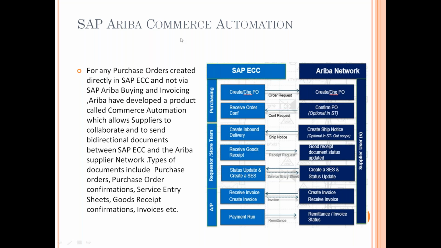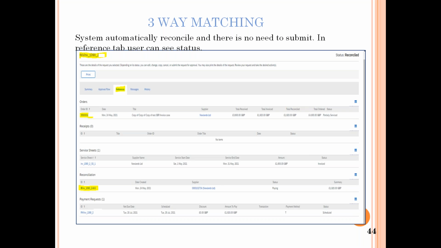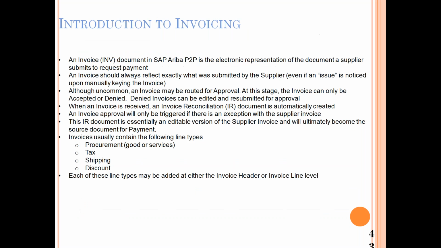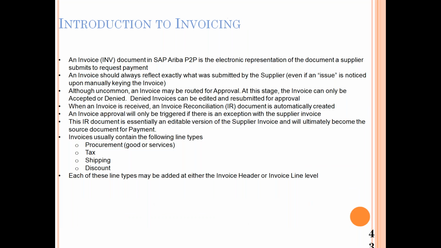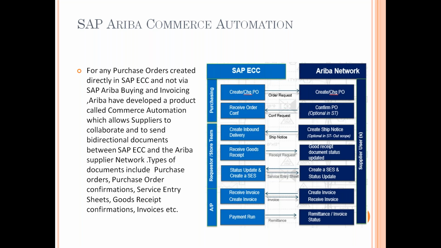Okay, and now let's talk about commerce automation. Commerce automation is basically used for direct procurement. So whatever procurement we were talking about, catalog and non-catalog, these are your indirect procurement processes. Commerce automation and supply chain collaboration are completely your direct procurement processes, where your PR, PO, everything will be created in the ERP system, not in the Ariba system at all.